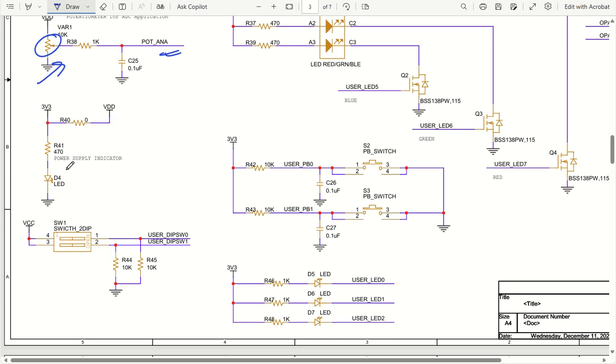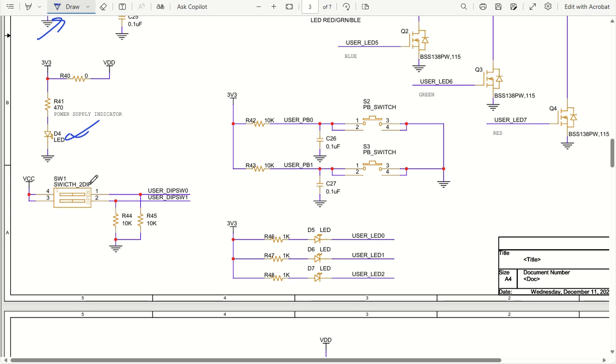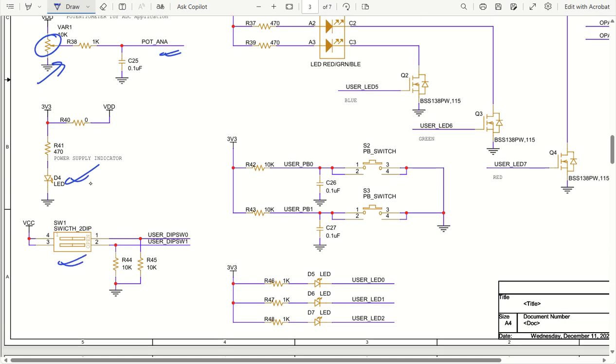The power supply voltage indicator is being used at this place. As you can see, we have the D4 LED. This LED will be glowing, and this is how you will see that my 3.3 volt is available on the board. Coming back to some IOs, we have DIP switches that are directly connected. This side it is open and this side it is on. Okay.